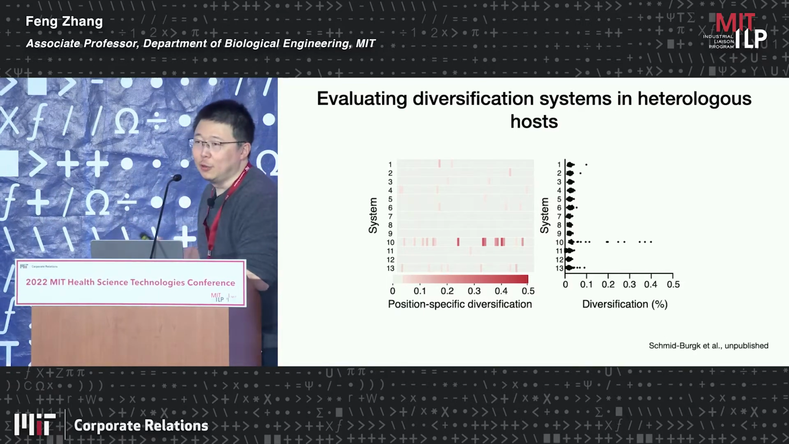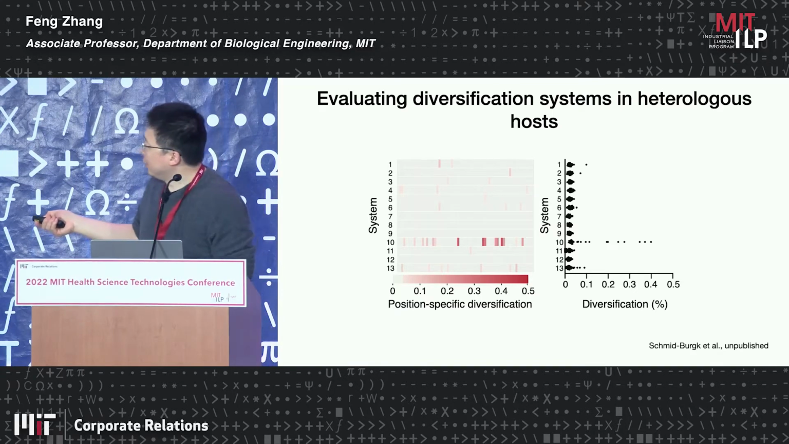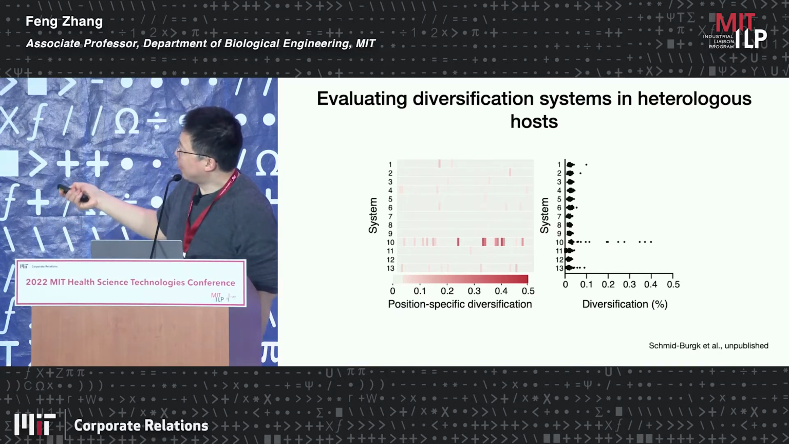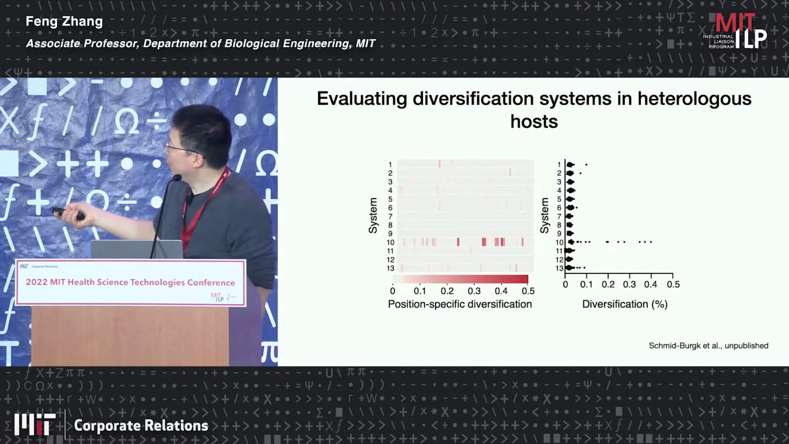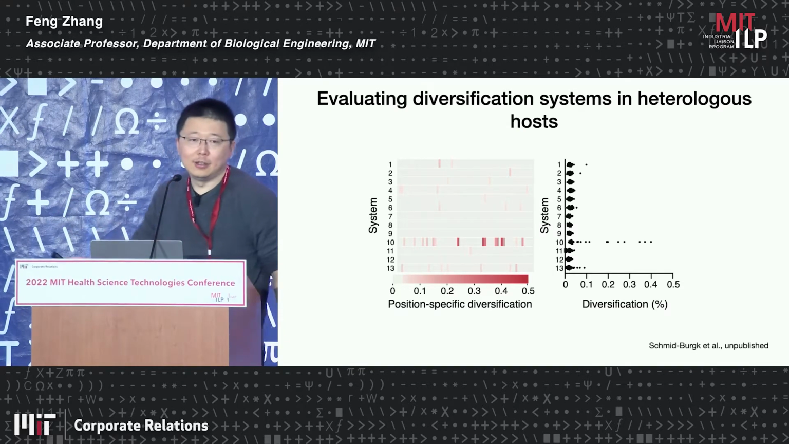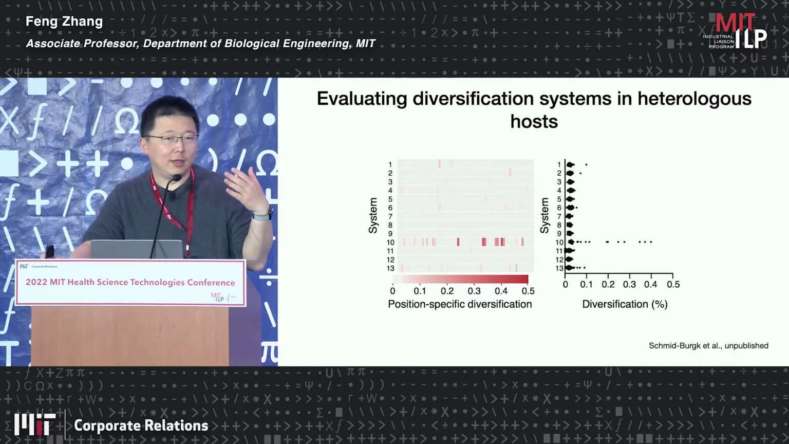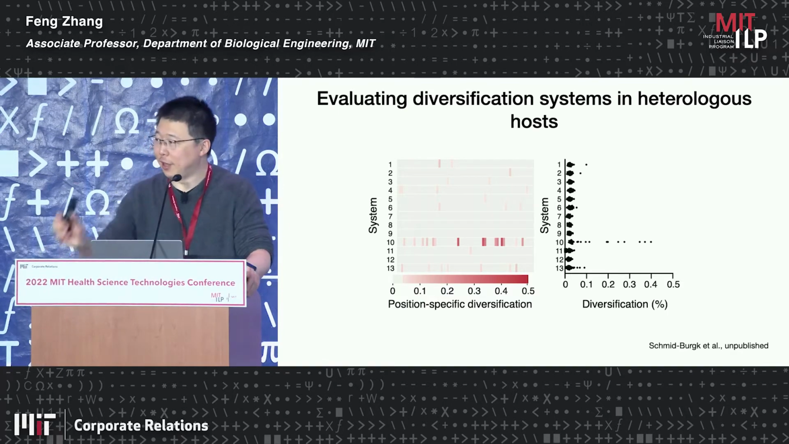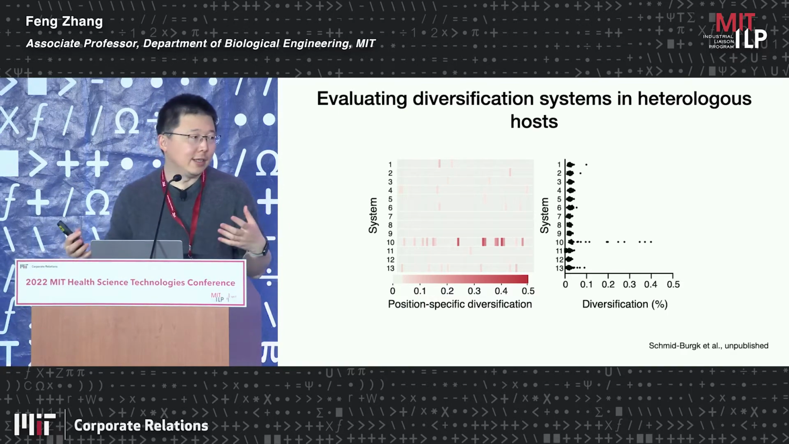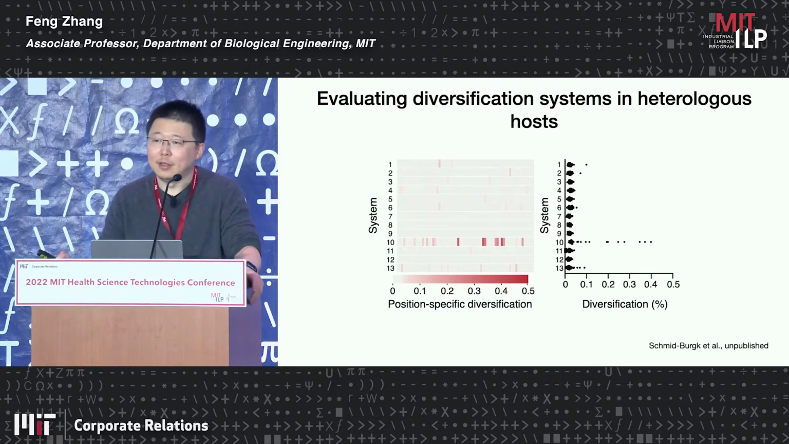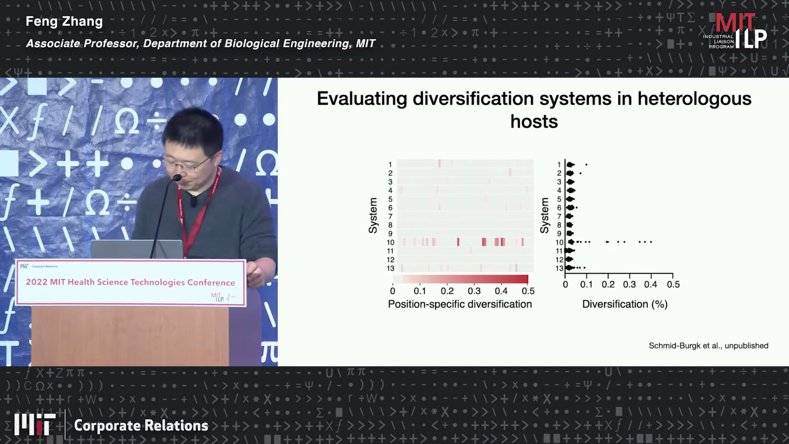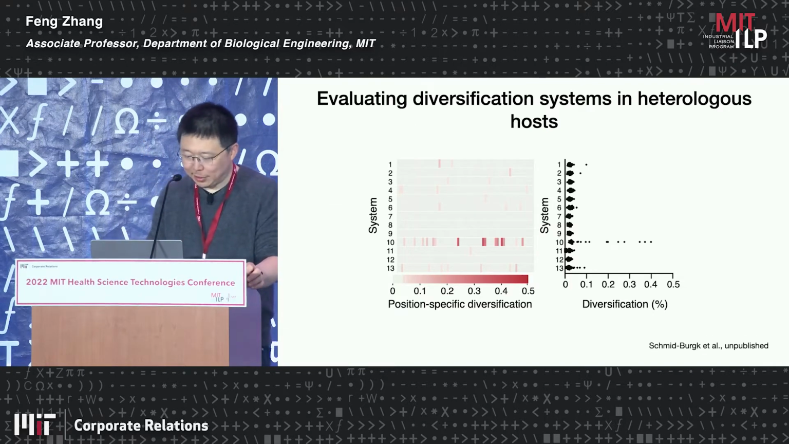coli to see which one of these systems diversify its sequence. So it turned out that most of them had very little activity in E. coli, but one of them, system number 10, exhibited very robust diversification of that region. And so that told us that this is probably an active system, and moreover, this diversification mechanism is also active and reproduced within the E. coli system. So what is system number 10?